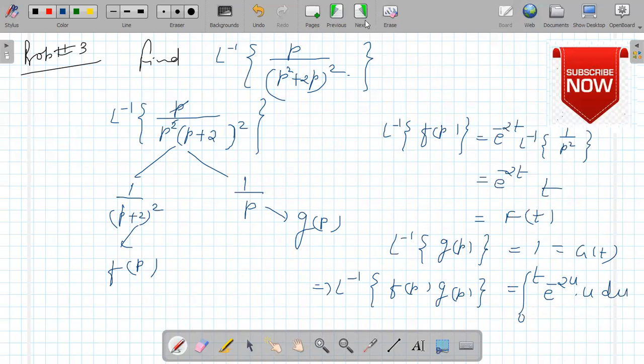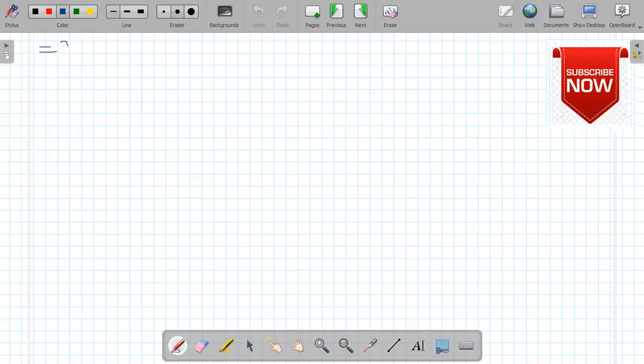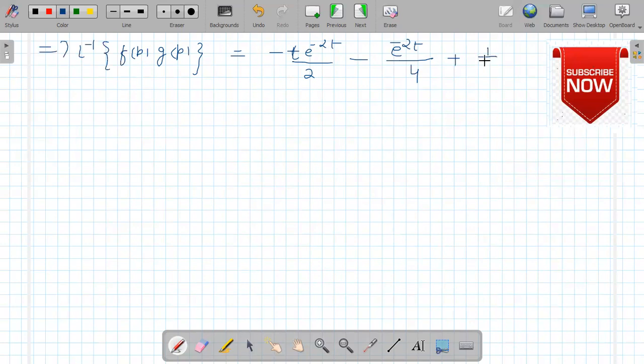So we have a very simple expression here. So we'll do the integration by parts. Fp into Gp is equal to, that's integration by parts gives you the answer. When you apply the limits, I am writing the answer only: t e raised power minus 2t whole divided by 2 minus e raised power minus 2t divided by 4 plus 1 upon 4. So you can check your answer.